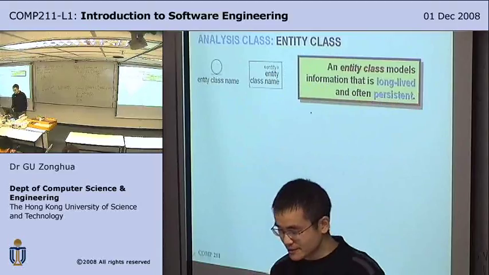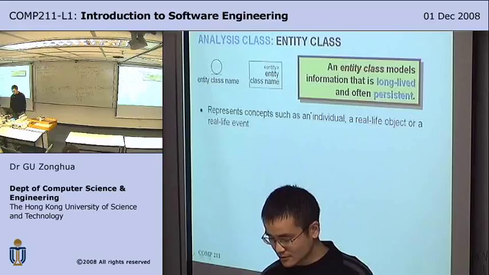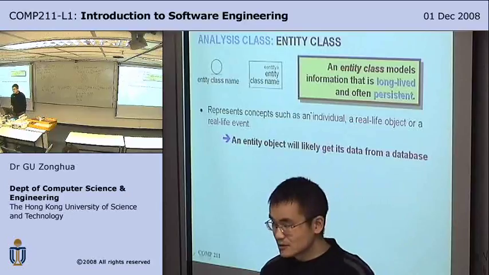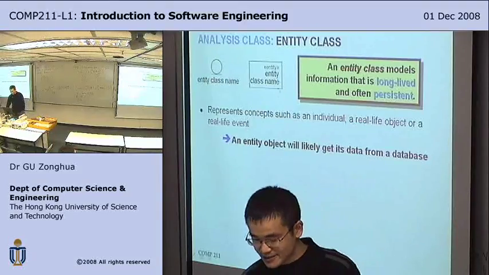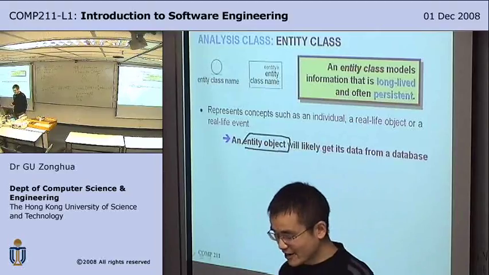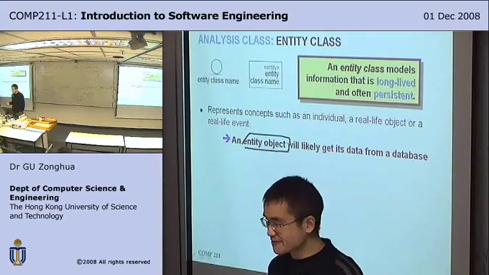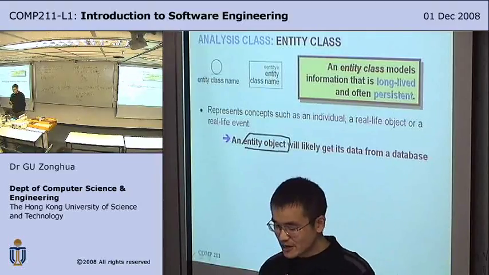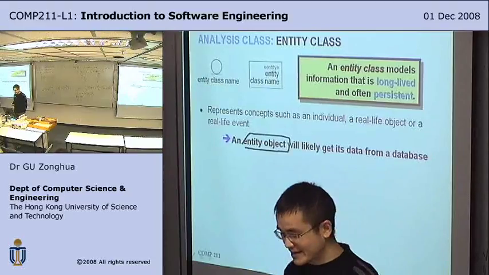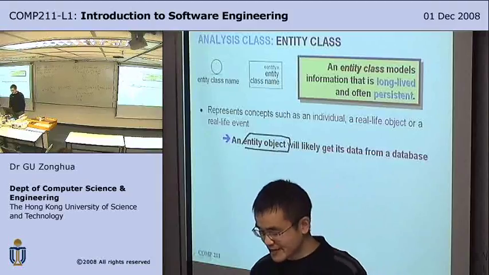An entity class models long-lived information. It gets its data from a database. Notice that the entity object, the runtime object, is instantiated at login time and deleted when you log out. A database is persistent and stays there forever, for years. So the entity object pulls data from the database at startup and saves data to the database at the end of the session. But it's transient. The information it contains, however, should be long-lived and persistent.